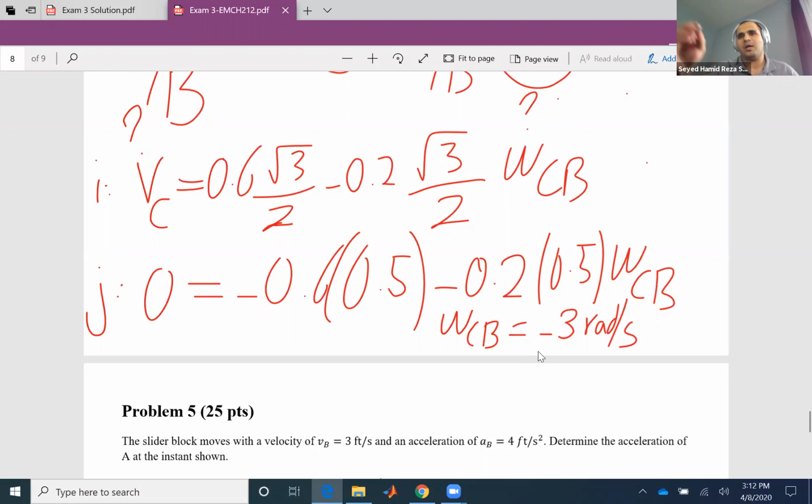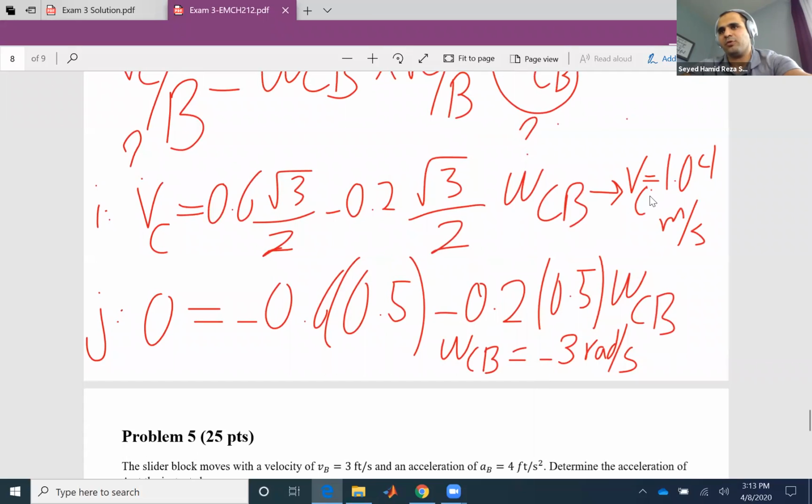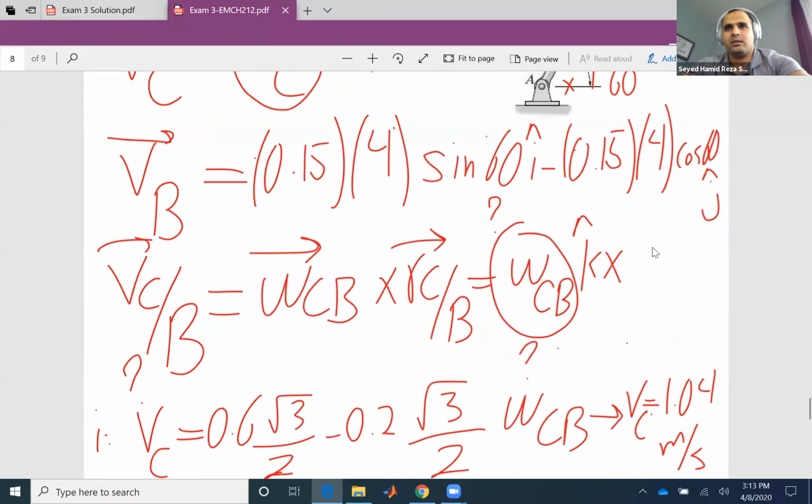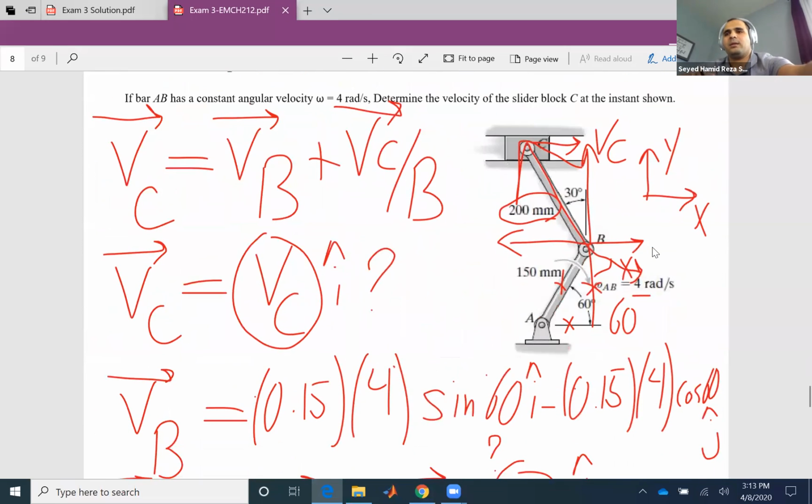Now that I have omega CB, I plug it into this equation, again a negative value, and I find VC is 1.04 meter per second. So I found omega CB and VC. Again, VC means that it's going through positive X. I assumed positive X, I got positive, correct. I assumed counterclockwise, I got clockwise. Any question about this problem?